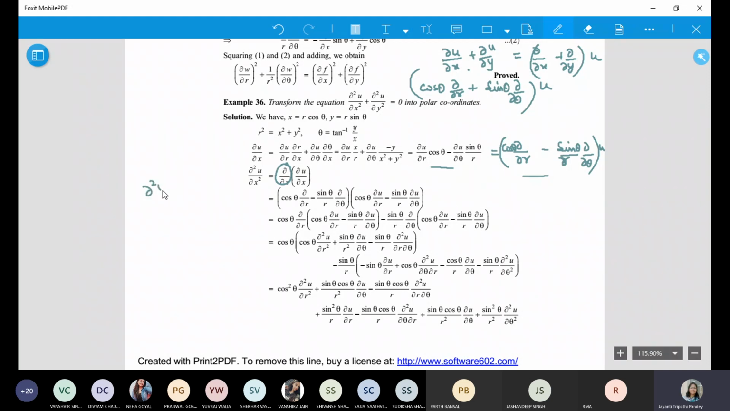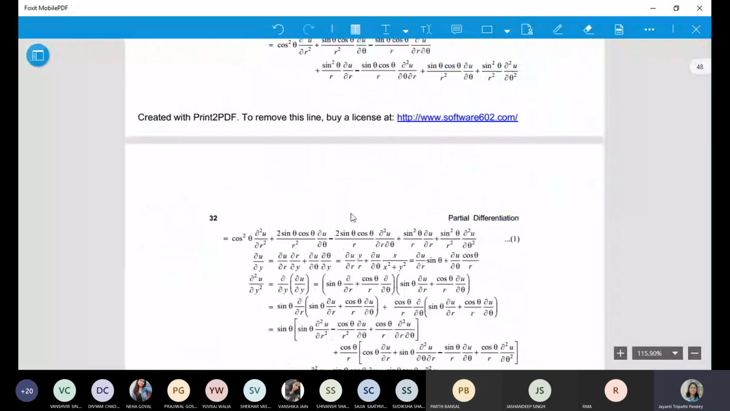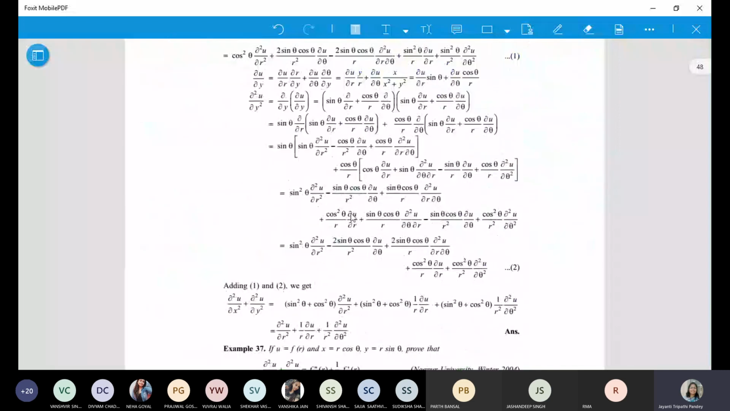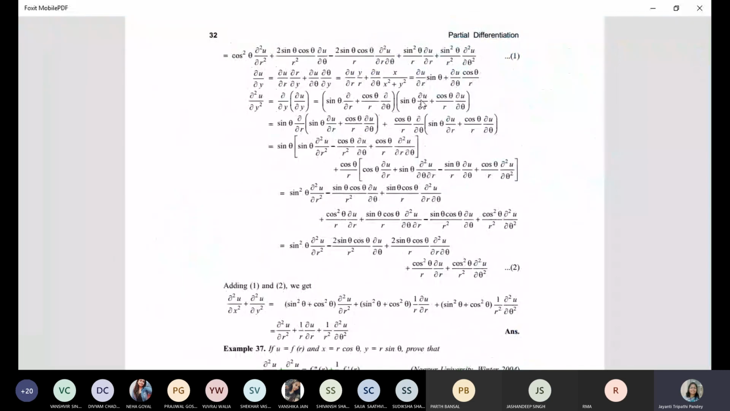Similarly, when you derive this, we will write it like this. Are you getting that? Yes, ma'am. See how it is done. Similarly, you have calculated del u by del y and then del 2u by del y, and when you add it up, you are getting this. And this is a very useful result because it changes your Cartesian into polar.